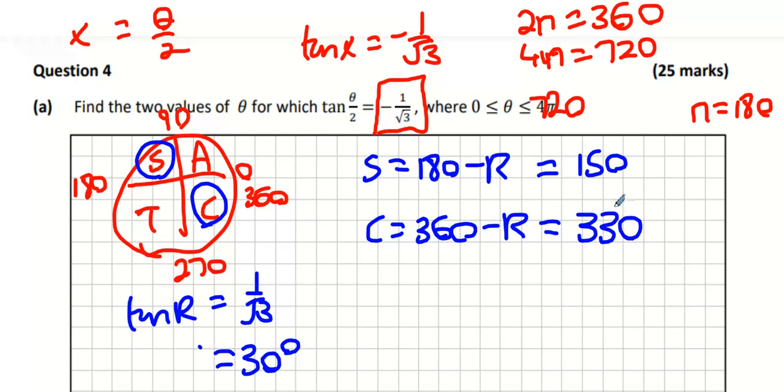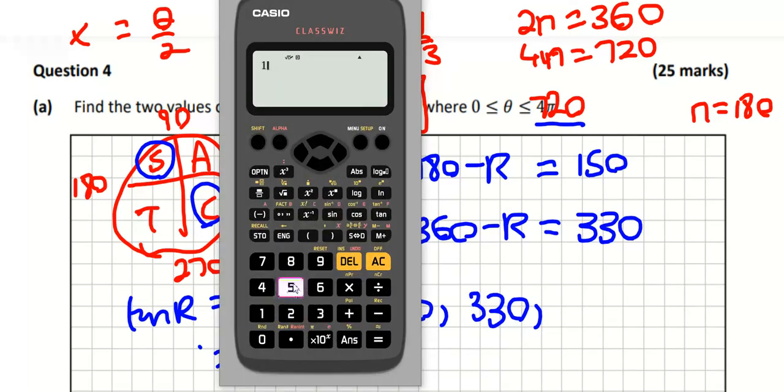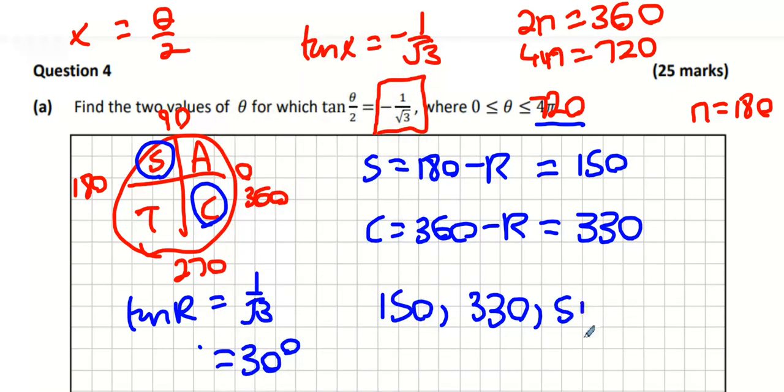Now, the only problem is we have to take into consideration that it's not one circle, it's 2 circles. So we have to actually add on 360 to both of these because it has to go all the way up to 720. So we have to add on another 360. So 150 plus 360 is going to get me 510, and the other one's going to be 690.